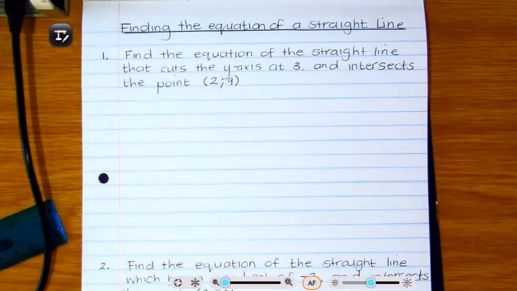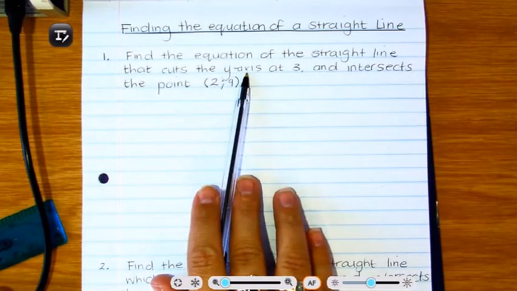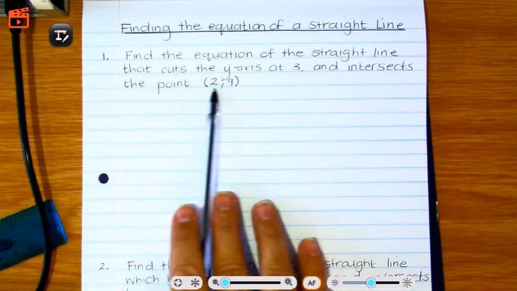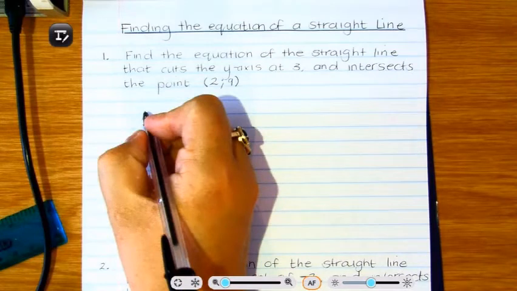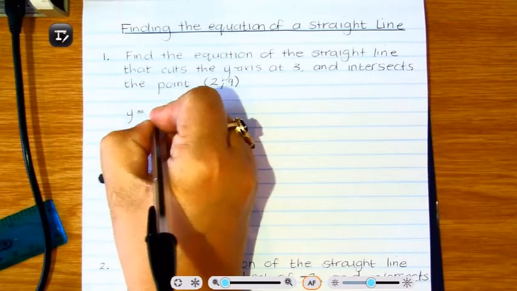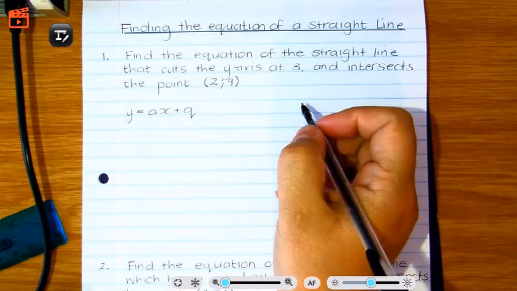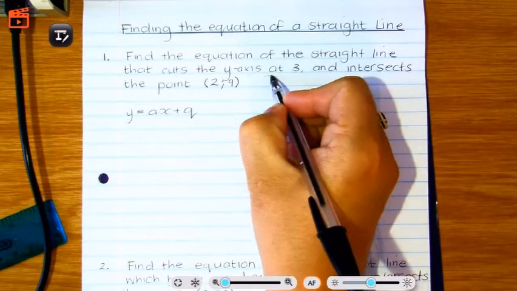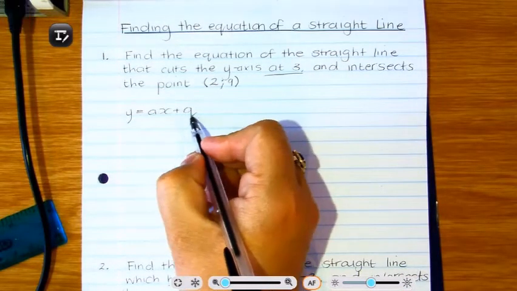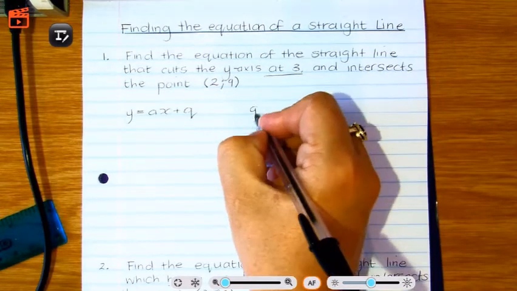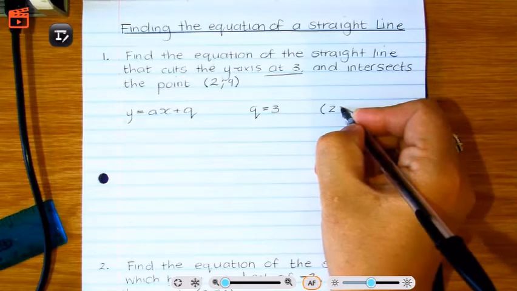The first one says, find the equation of the straight line that cuts the y-axis at 3 and intersects the point (2; 9). The first thing we should see is our equation y is equal to ax plus q. Now we ask, what have they given us? They tell us that it cuts the y-axis at 3, so that is our y-intercept, and we know that q is our y-intercept. So our q value is 3, and then they have given us another point, (2; 9).